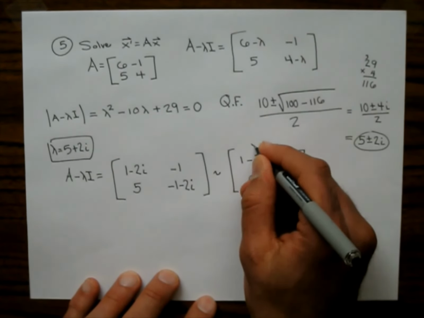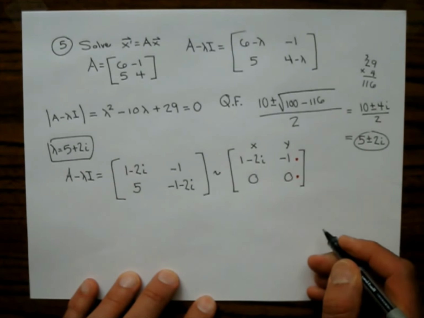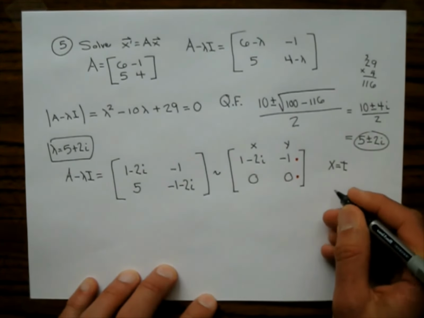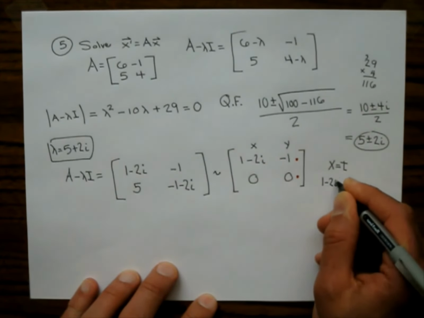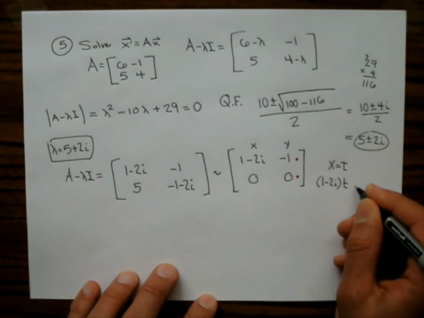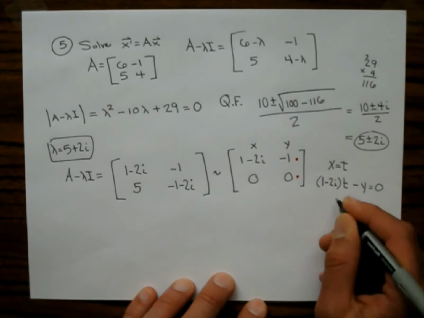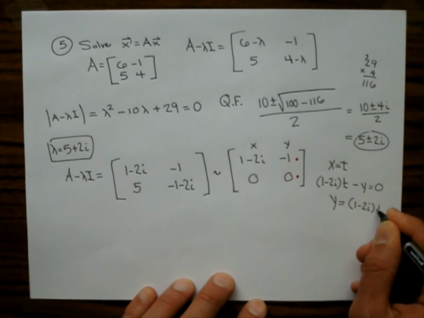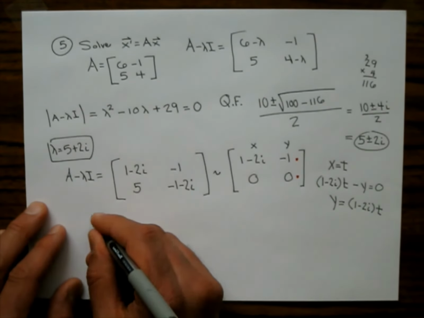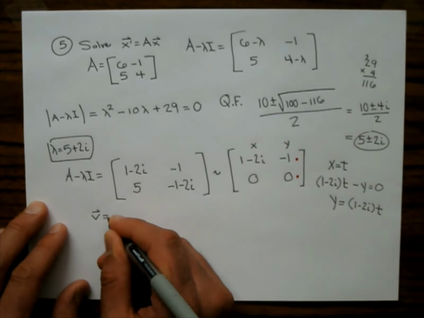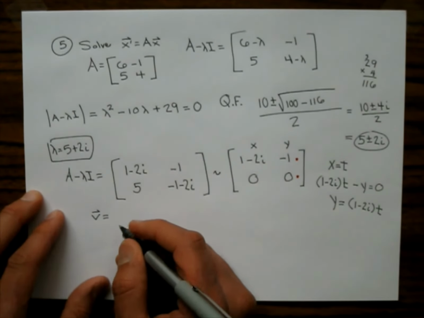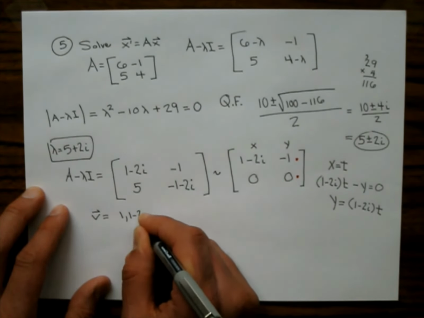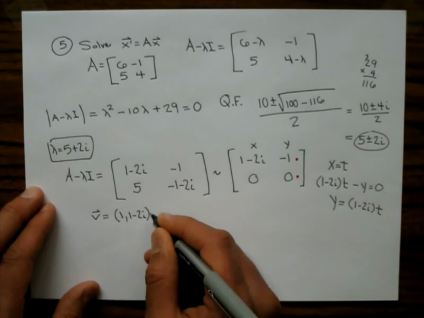I'm going to call this x and call this y. And I'm actually going to break convention. I'm going to say that x equals t. So what do we have? We have 1 minus 2i times t minus y equals 0. So I'm going to get y equals 1 minus 2i times t. So the set of eigenvectors looks like t times this, 1 comma 1 minus 2i. I'm not going to put the t times, but there it is.